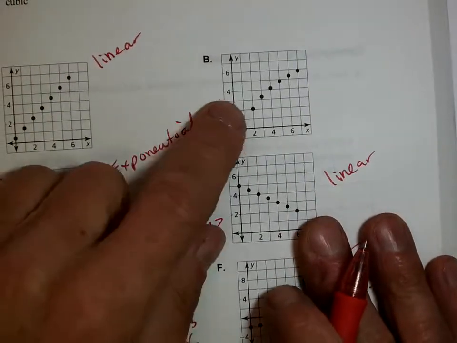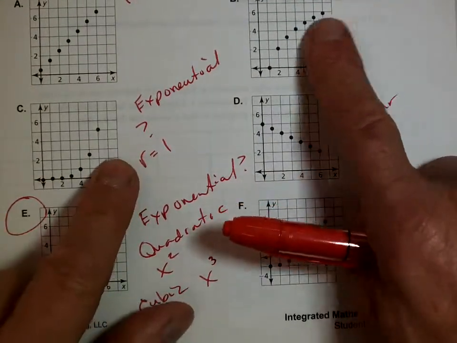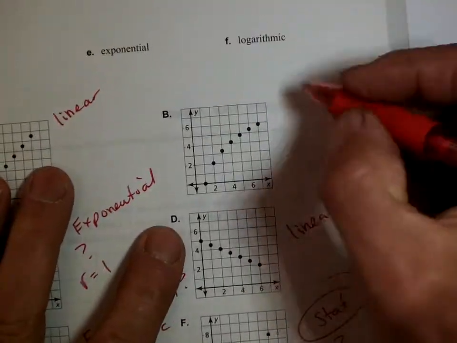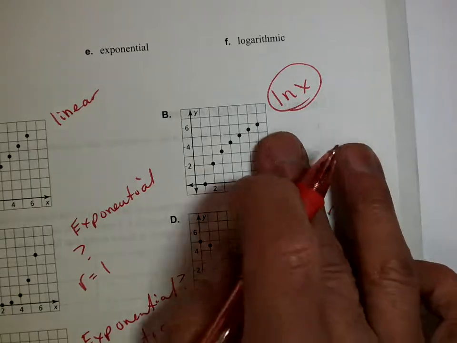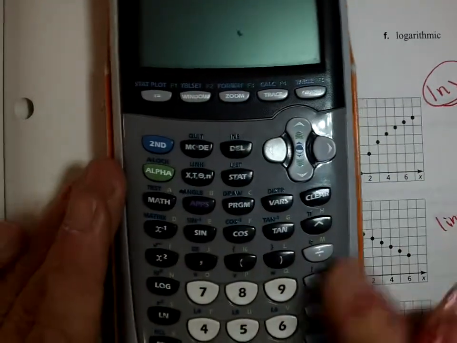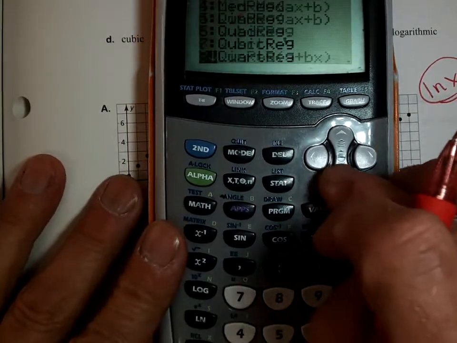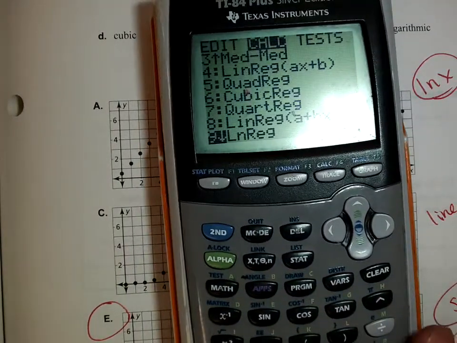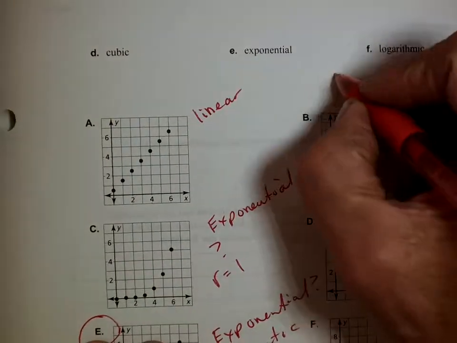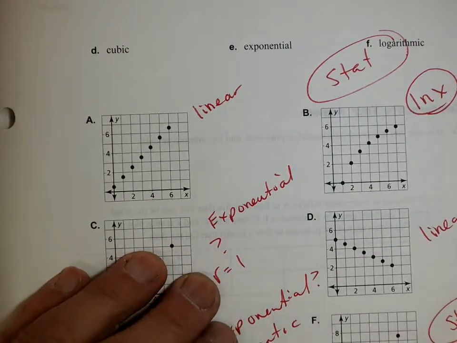Now, this one here, B, it's kind of the opposite of exponential. So B is logarithmic, but we're going to call it the ln of x, because when we do logarithmic on our calculator, let me show you. If I go to my calculator and go to my stat button, check it out, calculate. There is an ln, and we know that ln means natural log, okay? So when we do a log fit, we're going to use natural log. So here's the key.